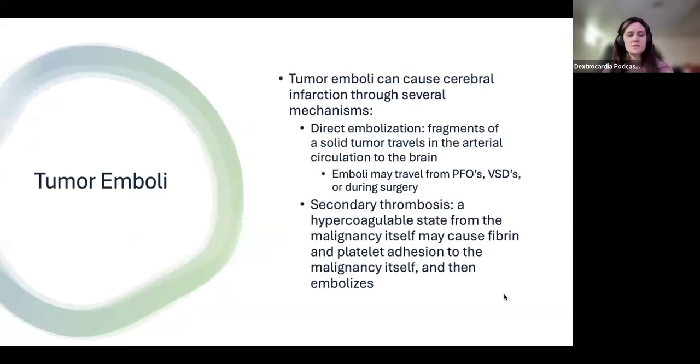So starting with tumor. The tumor emboli can cause cerebral infarction through several mechanisms. Through direct embolization, so fragments of the solid tumor can travel and go into arterial circulation in the brain. It can also travel, if it's on the right side, it can go through a PFO or a VSD, some of those cardiac abnormalities, or during a surgery even. And the other mechanism is secondary thrombosis. So this hypercoagulable state from the malignancy itself can cause fibrin and platelet adhesion to the malignancy, and then it embolizes.